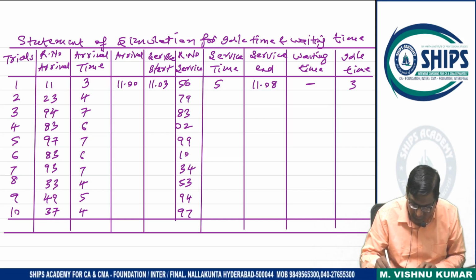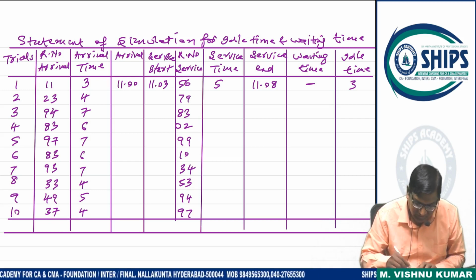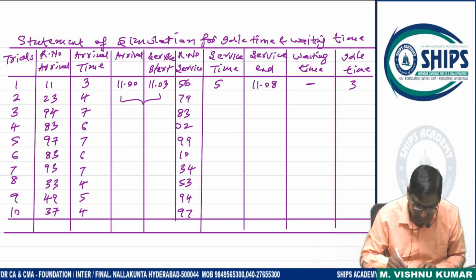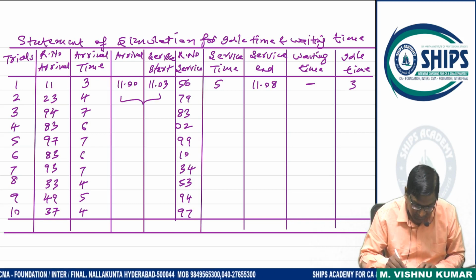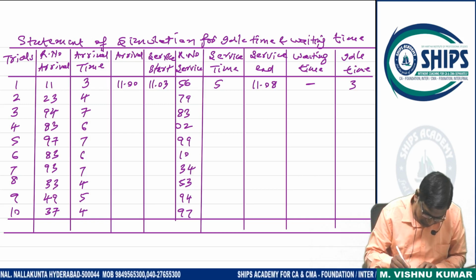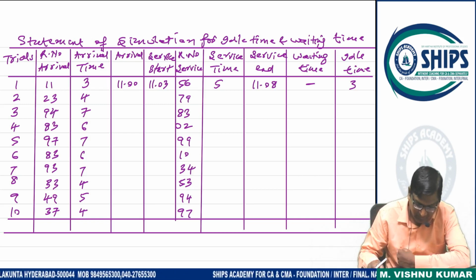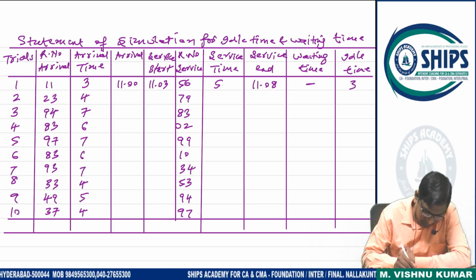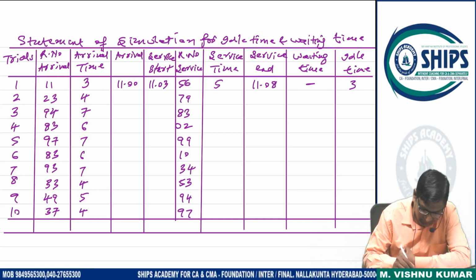So it means customer is not waiting here, but bank official is idle for 3 minutes from this time to this time. Understand? Okay. Now next is what? अब यहाँ पर देखिए random number for arrival is 23. So arrival time is 4 minutes. 4 minutes आ रहा है. क्लियर? तो भैया क्या लिखेंगे बोलिए?